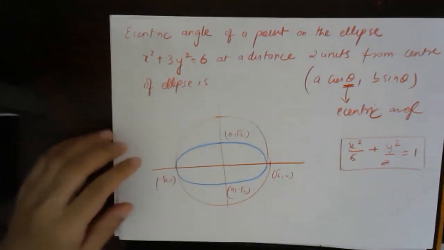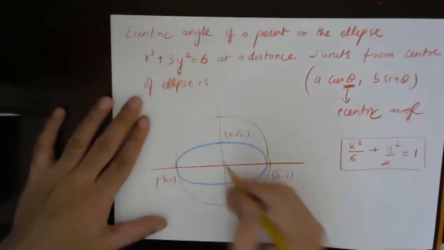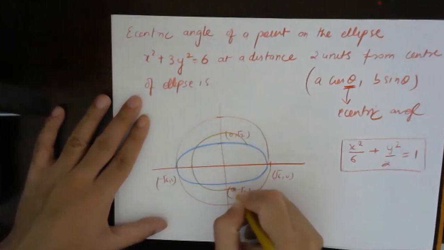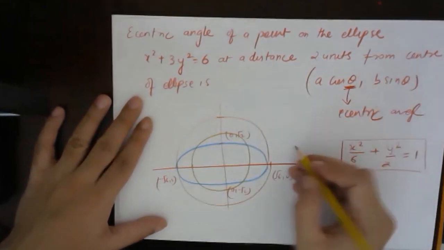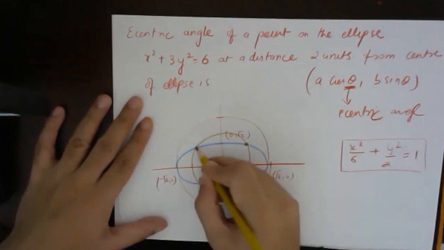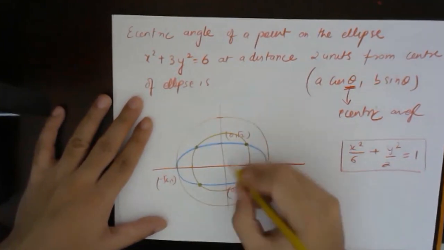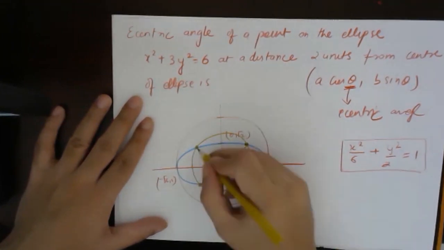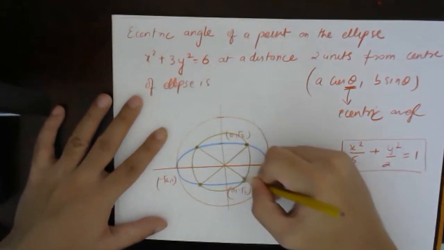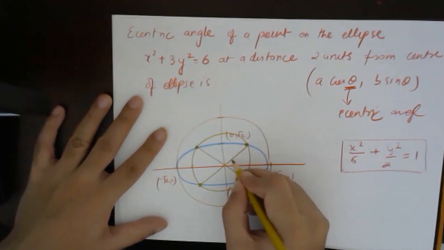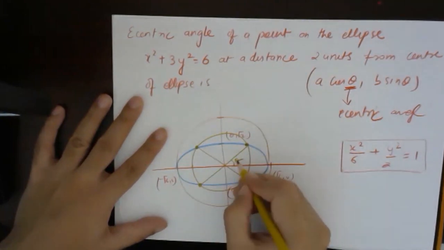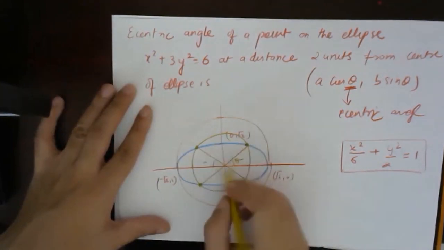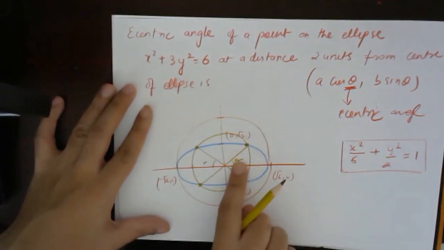So what I can do, from the center I can draw a circle whose radius is 2 units. That means you will get 4 such points, right? Because this angle will be exactly in the same straight line, and this will be exactly in the same straight line. So you just have to find this angle theta, and using this, if this is theta, this will be a total of 180 minus theta. So you just have to find this angle.